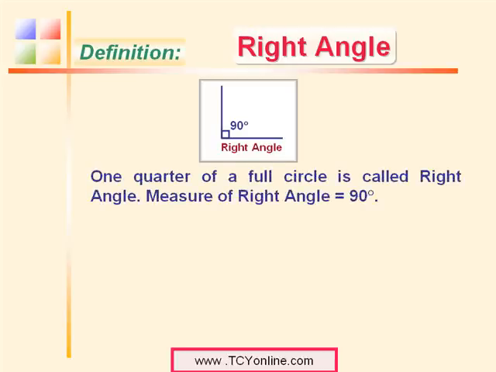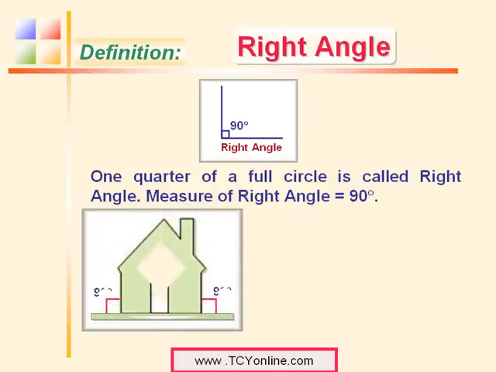So we can say that 1/4 of full circle is called right angle. Now we know that full circle has 360 degrees, so that means 1/4 of full circle will be 90 degrees. So we can say that right angle has a measure equal to 90 degrees.